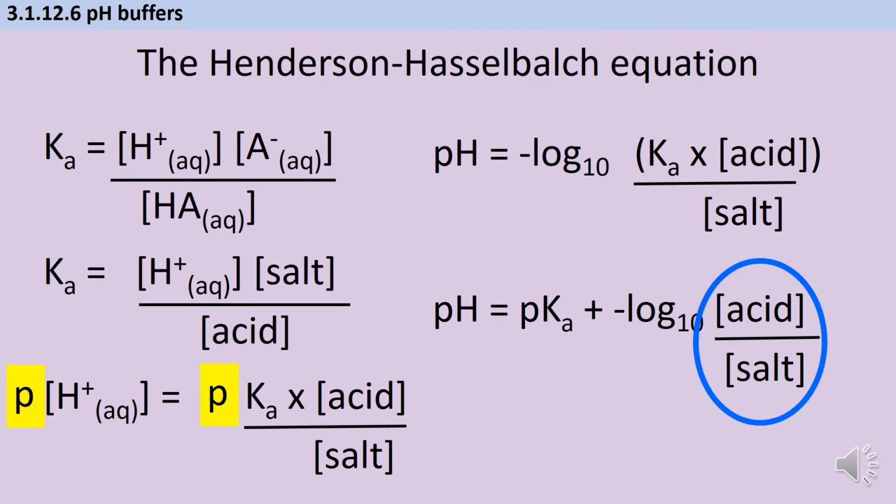One thing that's really important to note is that we're taking the negative log base 10 of the ratio of the acid and salt concentrations. We're not taking a negative log base 10 of acid and taking a negative log base 10 of salt and then dividing those. We're doing the ratio first and finding the log of the ratio. And it's really important you get that right, otherwise you will end up with completely the wrong answer.